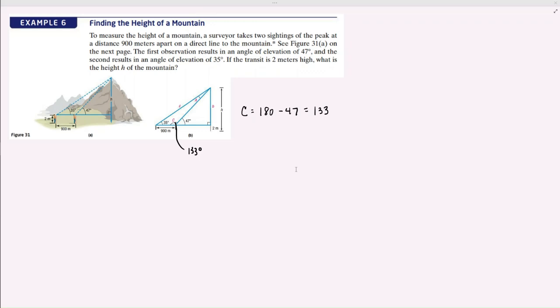Now this also gives us the measure for A, because A is just going to be 180 minus the 133 minus the 35. Okay, so for that measure, we're going to get 12 degrees. So let's mark up A, 12 degrees.